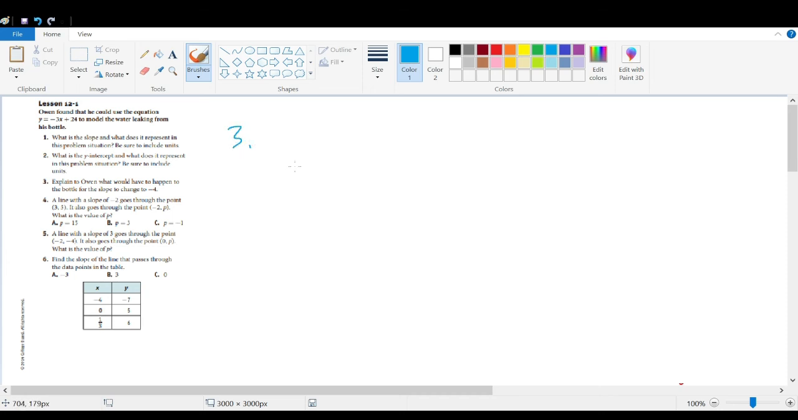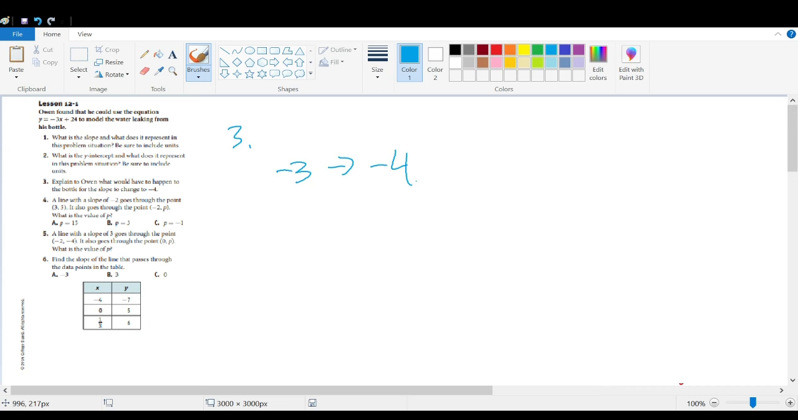So Owen's wondering what would happen for the model of the slope to change to -4. Well, we already have it at -3 because we figured that out. Now we want to know how can we make it -4. Well, what does it mean if it's -4? Right now, every second the water level decreases by 3 centimeters, but for a slope of -4, it would decrease 4 centimeters every second.